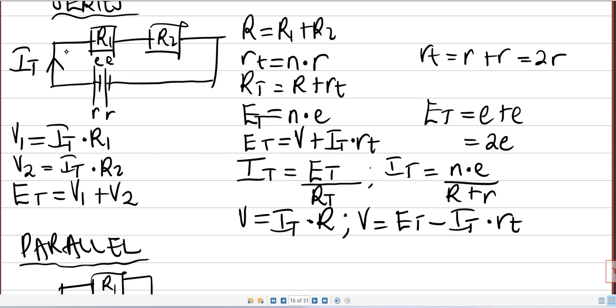Additionally, current in a series circuit is the same. The same current which passes through R1, expressed as I1, is the same current which will pass through R2, I2. So if current is the same, then I total is the same as I1, and it's also the same as I2. So these are standard formulas, and it will just depend on the question you are doing.